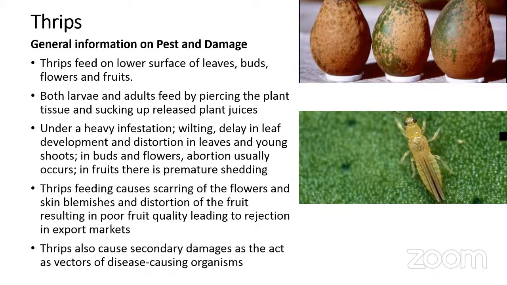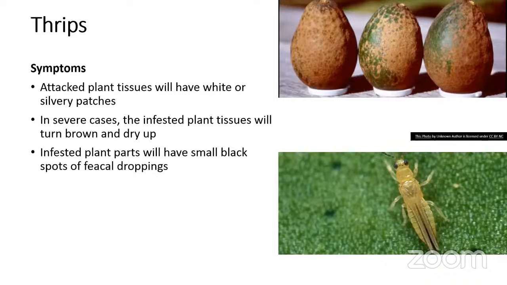Then thrips also cause secondary damages as they act as vectors of disease-causing organisms. Like I said, their feeding method is piercing, and you see the sap coming out. And if they pierce a fruit which is infected, as they move from plant to plant, they will actually carry the disease from one plant to another, thus causing secondary damage on the fruits because of the spread of diseases.